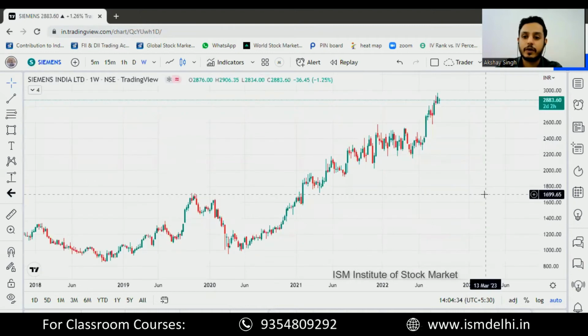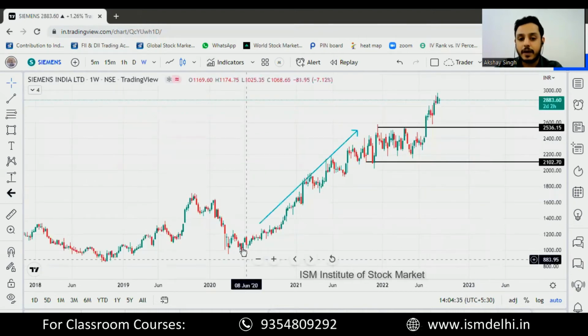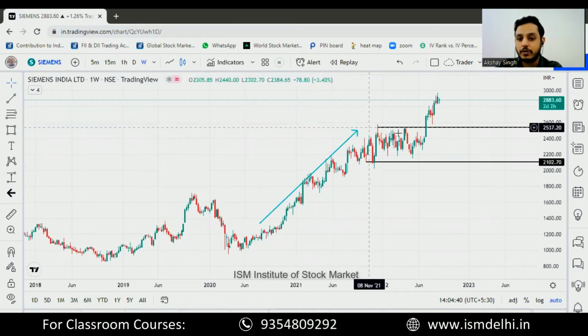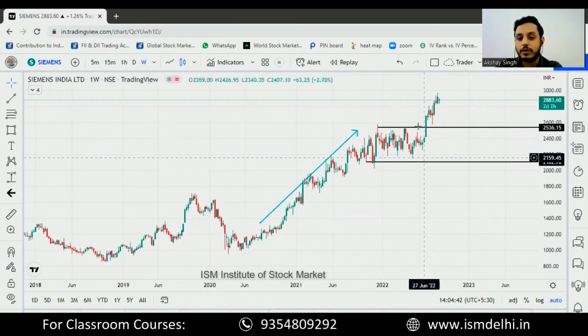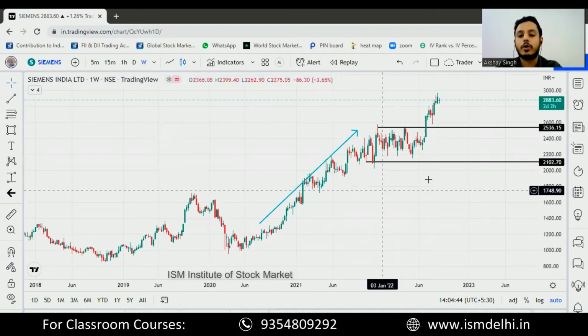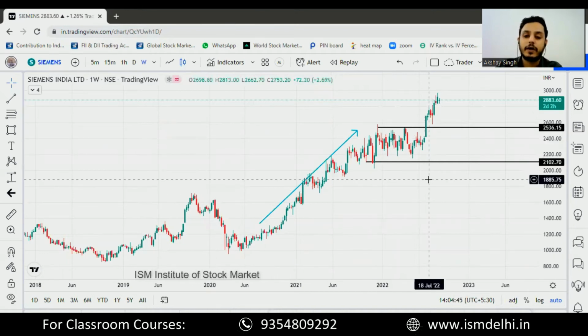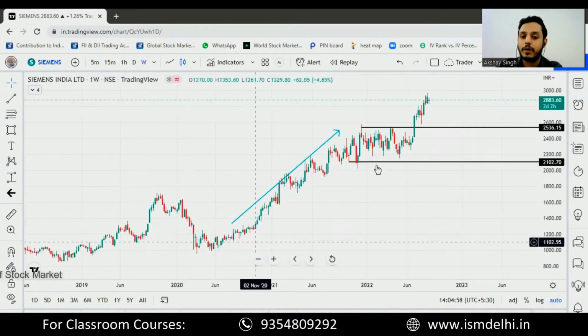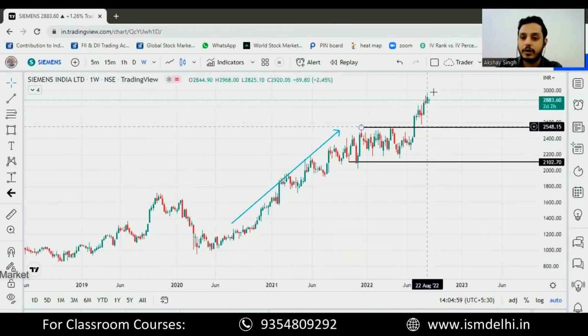This is also a very good setup. It was moving upside, higher highs and higher lows, then a simple consolidation. The point to be noted here is that the consolidation should be of a significant duration. It should not be of 2 or 3 candles. Upon looking at charts, you should see a significant consolidation, only then will it qualify for this setup. So: uptrend, consolidation, staged upside breakout and moving higher.